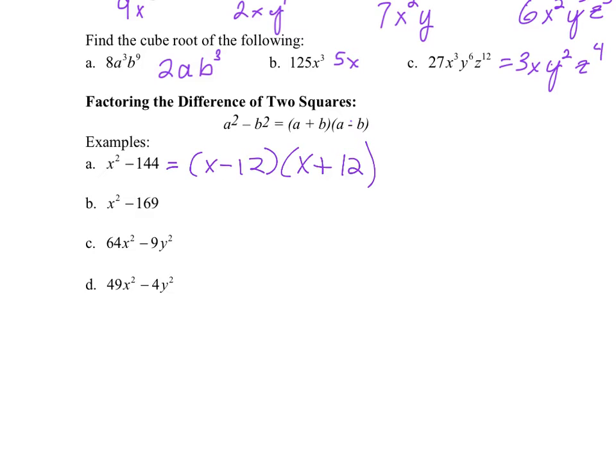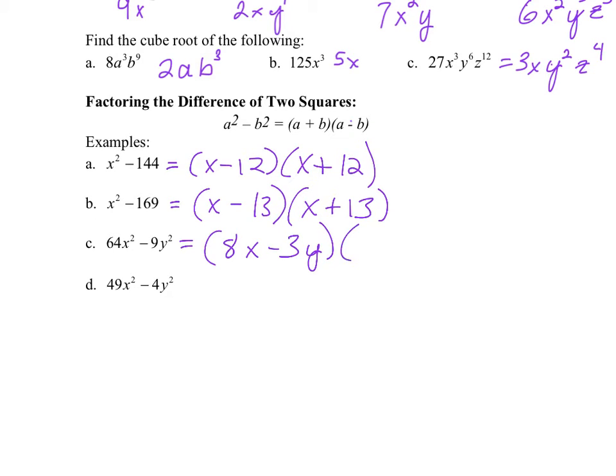x squared minus 169. The square root of 169 is 13. So I have x minus 13, x plus 13. All right. Now, square root of 64 is 8. And the square root of 9 is 3. So we end up with 8x minus 3y and 8x plus 3y.